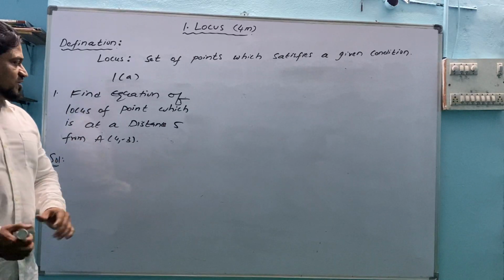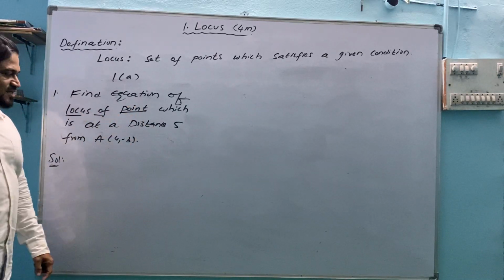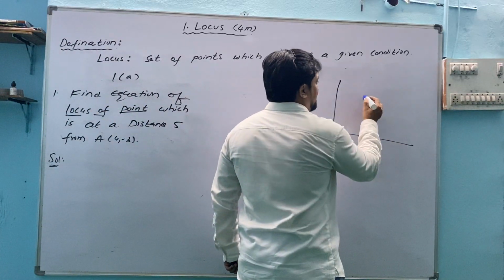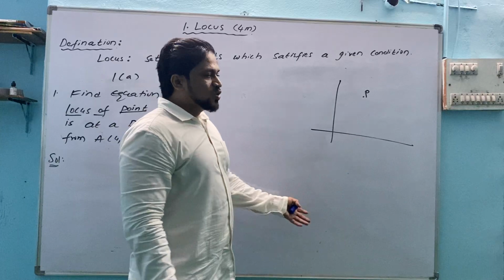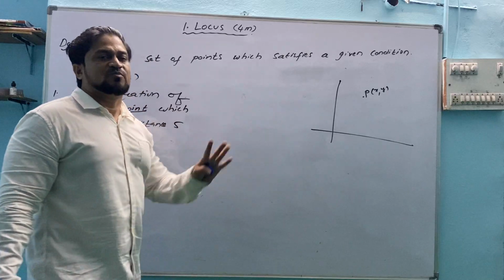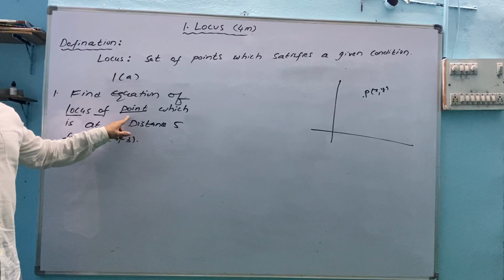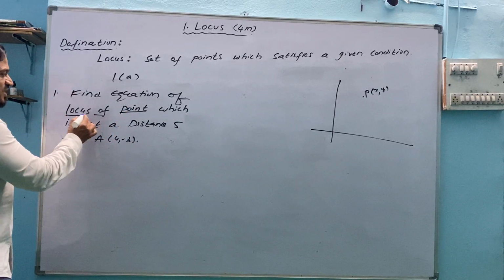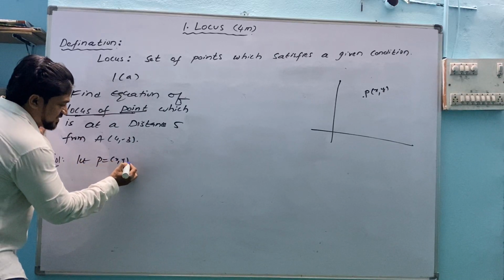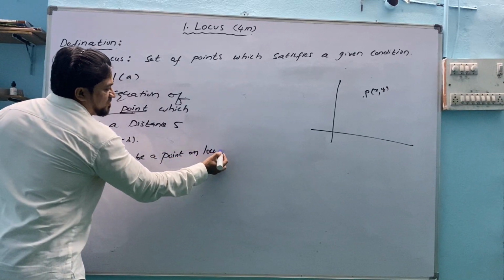Things to remember: whenever you find any question and the word locus is given, locus of a point means there is a point on a plane. You have to think in this way. There is P. Locus is given, which means P doesn't have coordinates like 1, 2 or 2, 3, nothing is given. So we have to take x, y. The equation of the locus of a point is asked. So whenever locus of a point is given, you should take: let P = (x, y) be a point on the locus, meaning on the plane.